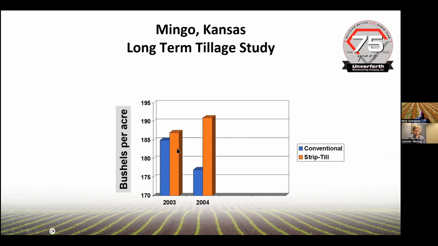Mingo, Kansas did another long-term tillage study. I only got 2 years of that data. Both years, 2003 and 2004, the strip till was way better than the conventional till. And when we think about 2004 in that area, if you understand Mingo, Kansas, it's always dry in Mingo, Kansas. And it was exceptionally dry that year, and they saw a big advantage in '04.